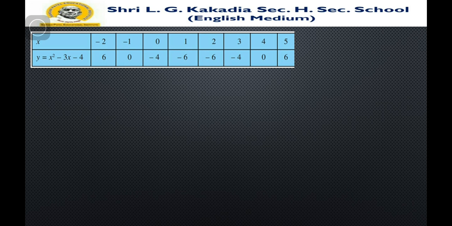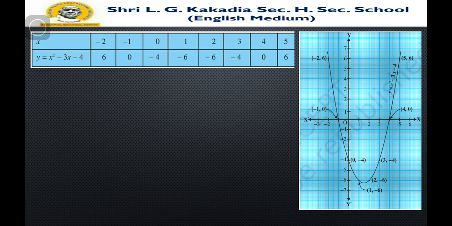First we find coordinates of this graph by putting values of x, because we have taken the graph according to the x-axis. So we put a value of x, and then we find the value of y. So for minus 2, we get 6, for minus 1, 0, and continuing this we get such coordinates. Let's draw the graph by using these coordinates.